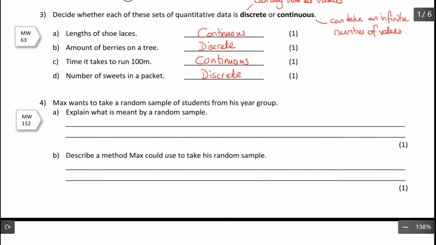Okay, Max wants to take a random sample of students from his year group. Explain what is meant by a random sample. Believe it or not, they do actually ask questions like this. Most of these shadow tests are made up of actual exam questions. Random in itself means equally likely to be anything, and that's what a random sample means as well. It means everything within the population is equally likely to be chosen. So in this case, each student is equally likely to be chosen for the sample.